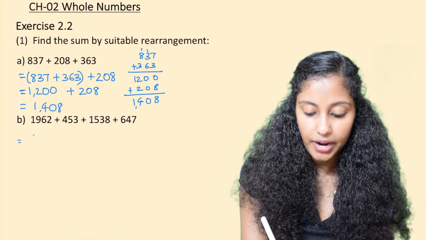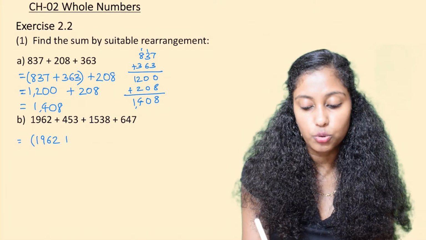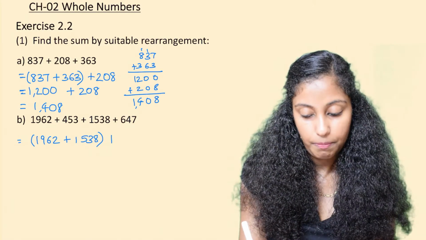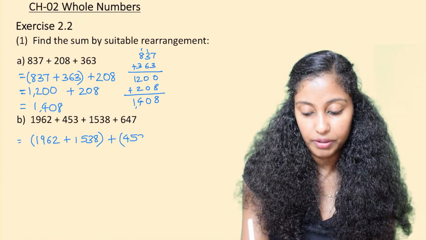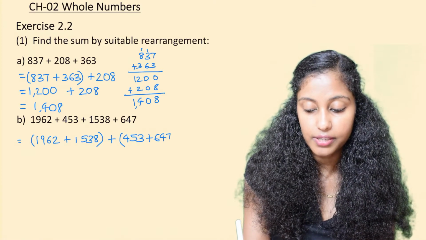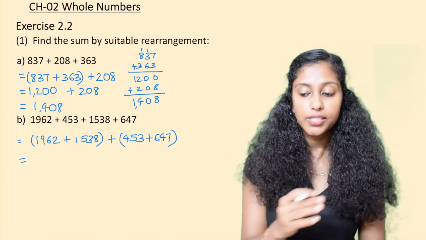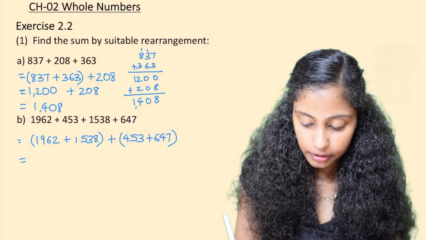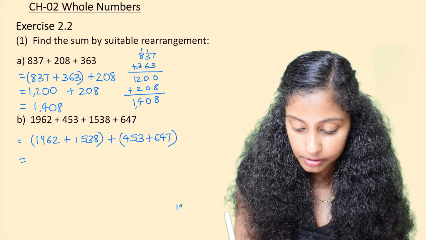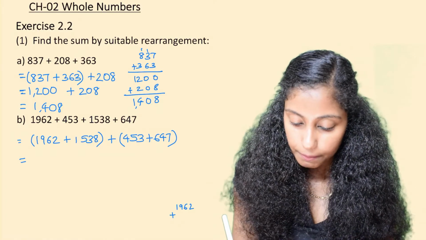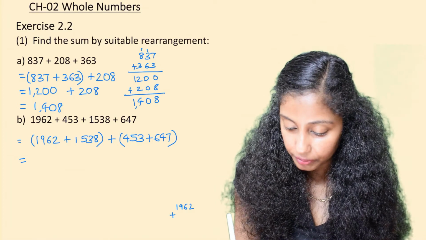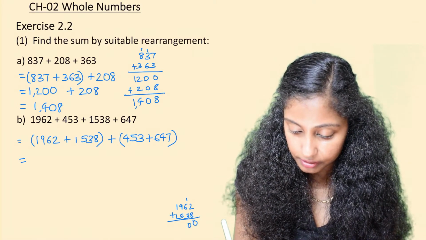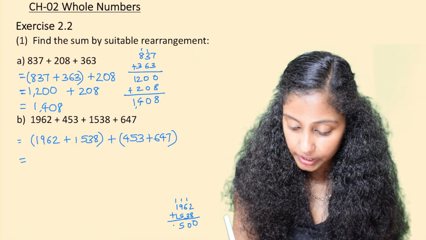So here in the bracket, 1962 plus 1538, plus another bracket, 453 plus 647. We are using the associativity property of addition. In the rough column we can keep on adding so that we get accurate answers. 1962 plus 1538, we write it from the units place so that we get the correct answer.